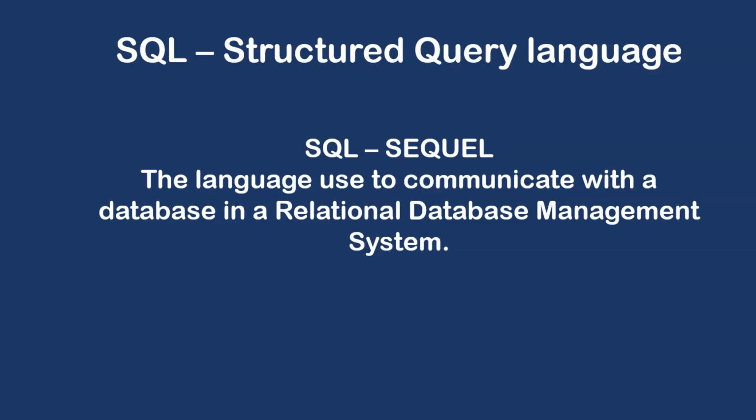Now, SQL is sometimes referred to as "sequel," and you may have heard me use SQL and "sequel" interchangeably. SQL is the language used to communicate with a database in a relational database management system. Earlier, we talked about what a database management system is. Relational database management system is one of several types of database management systems, and SQL is the language we use to communicate in a relational database management system. In other words, there are other database management systems that do not use SQL to communicate with a database.